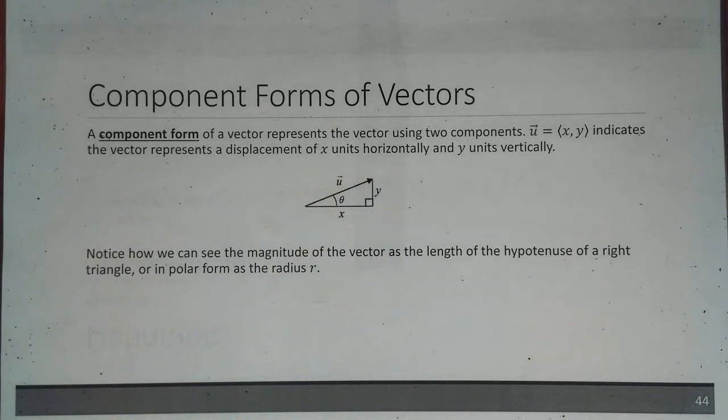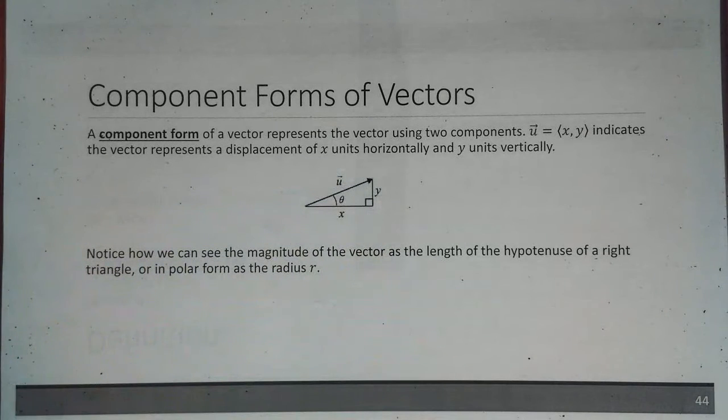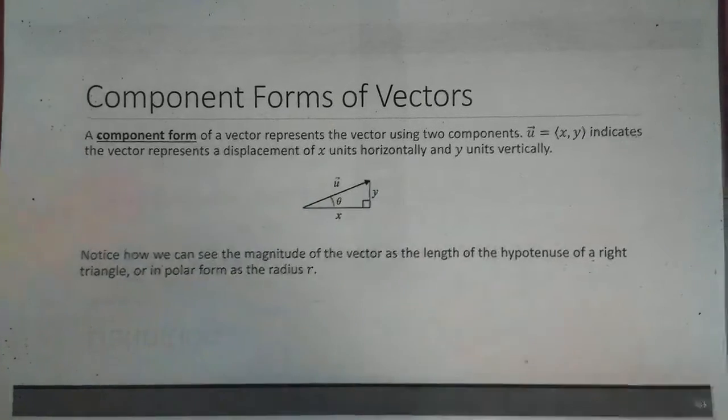Conveniently, this makes a right triangle. So the magnitude of the vector is the length of the hypotenuse of this right triangle. So we can use the Pythagorean theorem and we get x squared plus y squared equals the magnitude squared, which is just like x squared plus y squared equals r squared that we used in polar form.